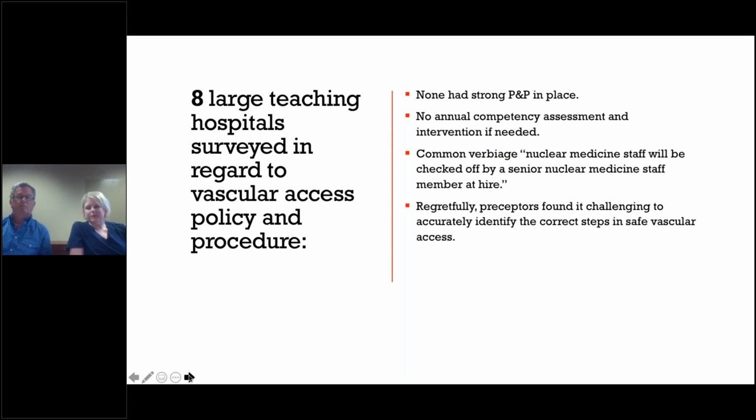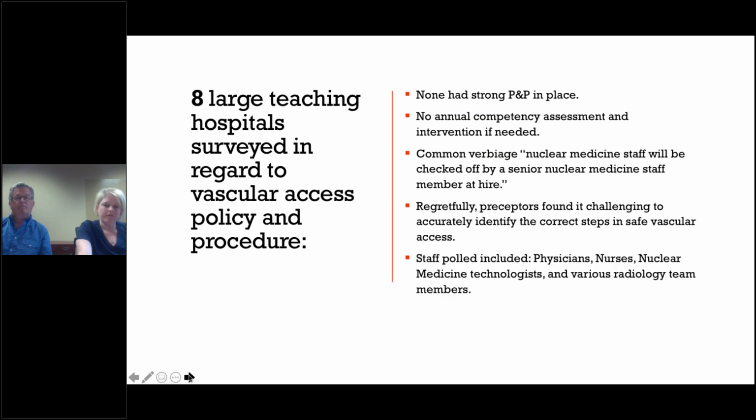Regretfully, preceptors found it challenging to accurately identify the correct steps in safe vascular access. We actually asked some questions to the strong preceptors in each of these groups, and the practice variations were astounding. So that got our attention. And finally, the staff poll included physicians, nurses, nuclear medicine technologists, and various radiology team members.